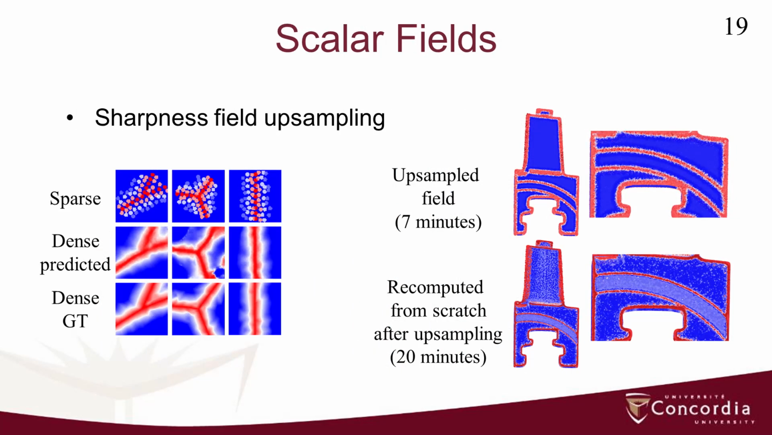Another cute application of this domain translation method is that we can easily adapt it to upsampling point clouds while simultaneously interpolating a pre-computed scalar field. This is especially valuable if the scalar field is easy to compute on a mesh but expensive to compute on a point cloud. That is certainly the case for the sharpness field, which is something I presented at GI 2 years ago. Here we can see that recomputing the sharpness field from scratch on an upsampled point cloud is far more expensive than using the GAN to predict what the values ought to be, given the pre-computed values for the low-resolution point cloud.